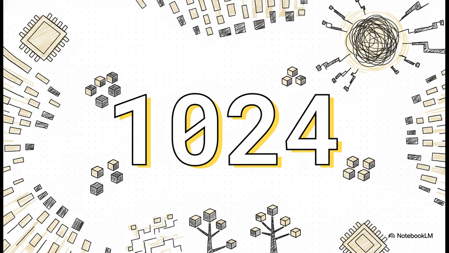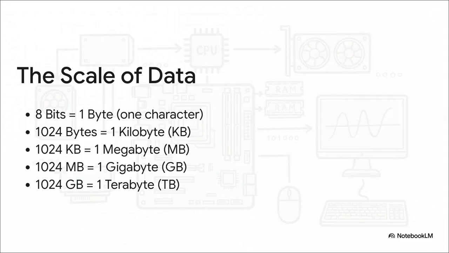Speaking of all that data, whether it's garbage or not, how do we actually measure it? To really get a feel for the scale of information our computers handle, you have to understand its language. And in the digital world, the magic number isn't a nice round 10 or 1,000. It's 1024. See, it all starts with one bit, a single 0 or 1. You put 8 of those bits together, you get 1 byte, which is about enough to represent a single letter, like the letter A.